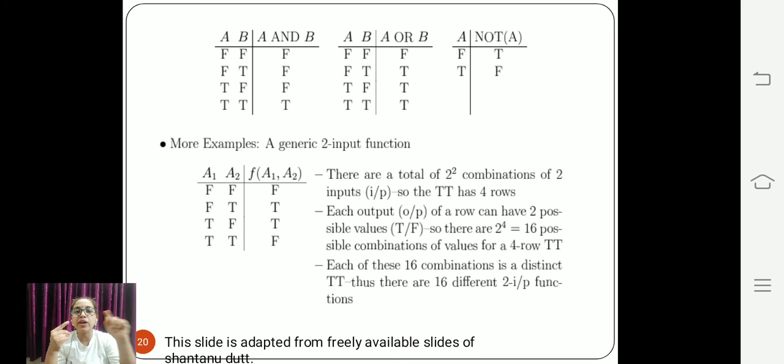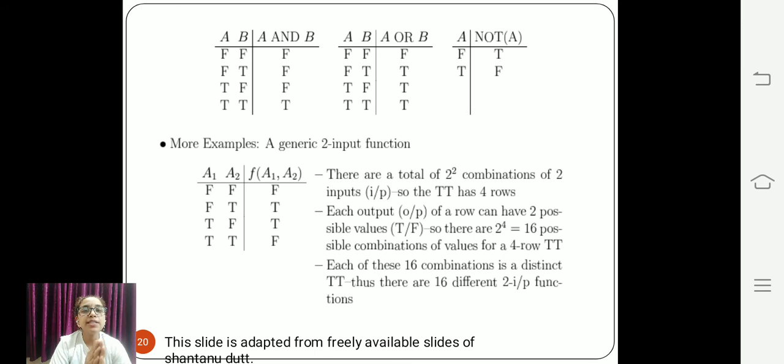So 2 to the power 1 is equal to only 2 combinations. In a NOT gate there are only 2 combinations, F and T. Only one input, so 2 combinations, 2 selections. If there are 2 inputs, it is 2 to the power 2. 2 squared is nothing but 4, 2 multiplied by 2 is 4. So there are 4 combinations: 0 0, 0 1, 1 0, 1 1, or false false, false true, true false, true true.